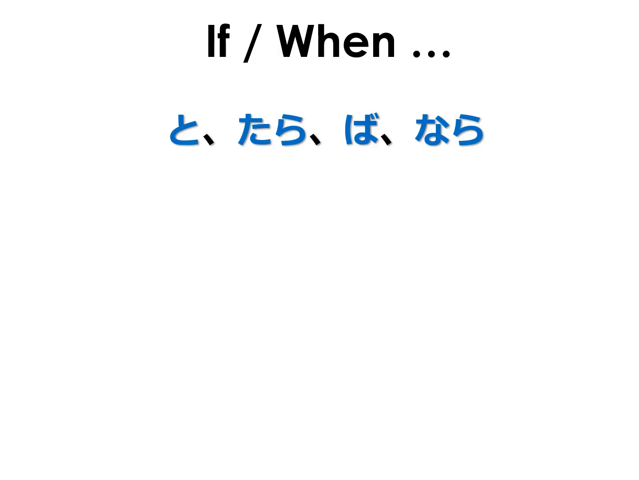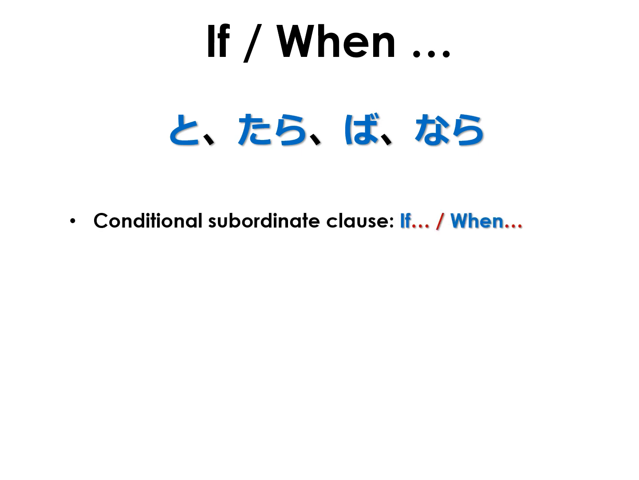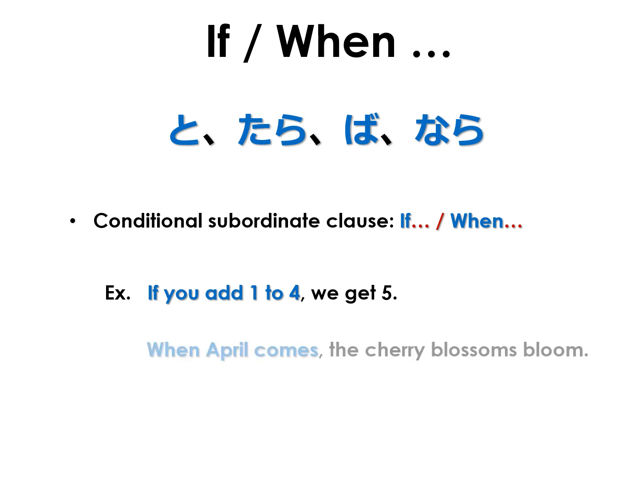Lesson 62a offered a brief introduction to Japanese conditionals that are formed to form conditional subordinate clauses that translate in English as if and when clauses. For example, sentences such as, if you add 1 to 4, we get 5. Or when April comes, the cherry blossoms bloom. Now there are 4 ways to form the conditional in Japanese, and this lesson focuses on the first one, to.